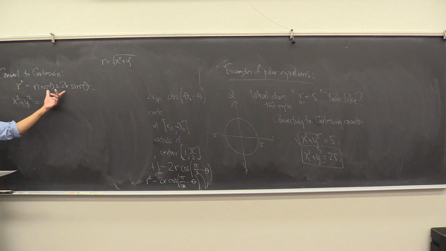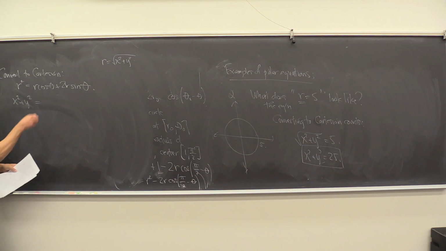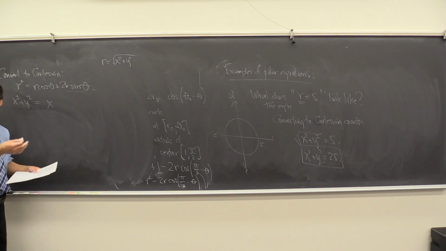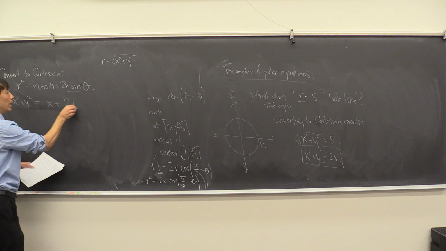Right. And then if we want to convert this stuff to the Cartesian coordinates, well, does anybody remember what we said a couple minutes ago? R cosine theta turns into what in the Cartesian world? X, yeah. And then r sine theta turned into y, right? So this is x plus 2y.